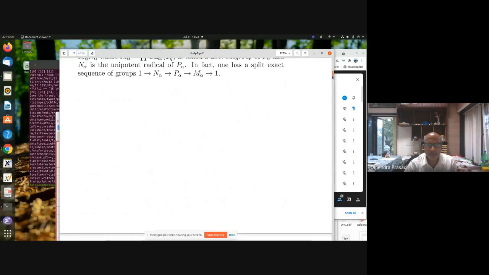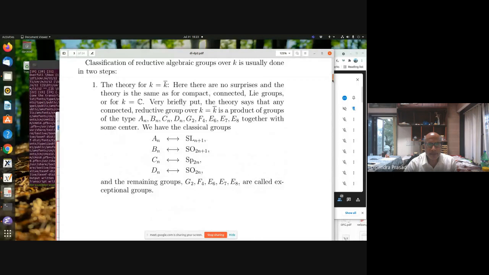It is not necessary to go into the classification of reductive groups, but in any case, I have said that the classification of reductive algebraic groups over K is usually done in two steps. The first step is the theory for K equals K bar, algebraically closed fields. Here the great realization of the mathematicians in the 20th century was that there are no surprises and the theory is the same as for compact connected Lie groups or for K equals C. So whether you do things over F2 bar or over C, it doesn't matter.